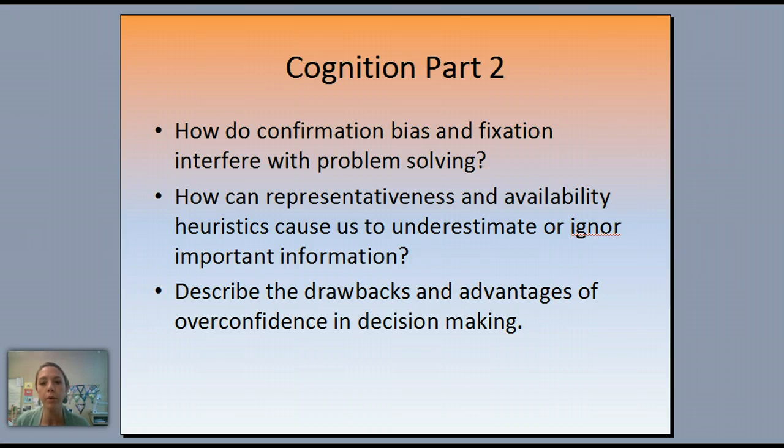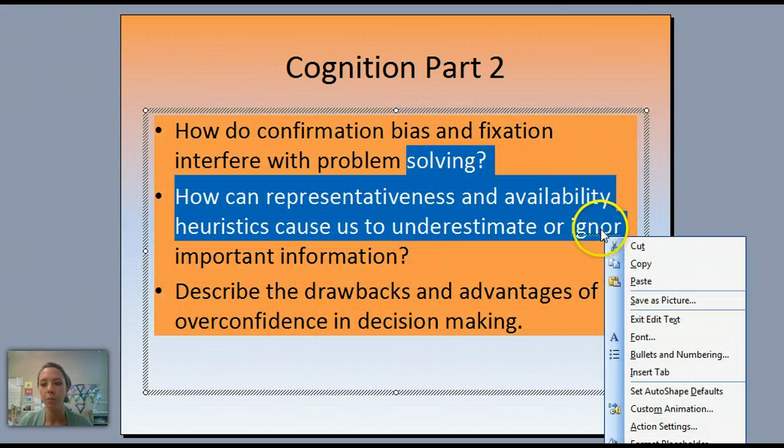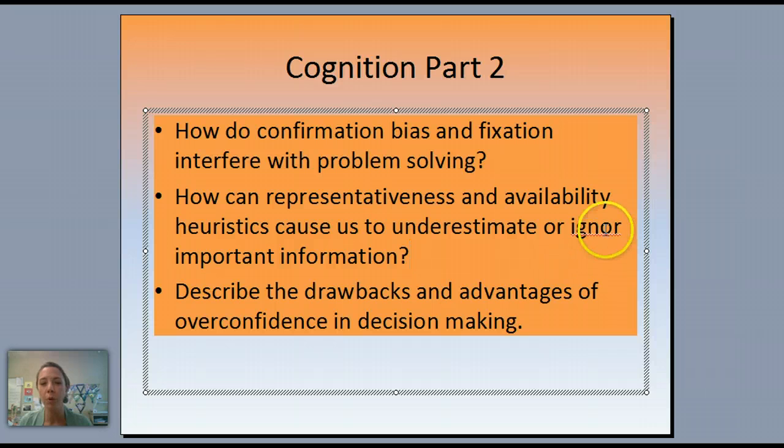We are going to look at some vocab words, and then I want you to be applying them to the overarching concept. So in these notes, 3 things. We're looking at confirmation bias and fixation and how those two things interfere with problem solving, right? So not just knowing confirmation and fixation, but what does that have to do with our ability to solve problems? How can representative and availability heuristics cause us to underestimate or ignore important information, and describe the drawbacks and the advantages of overconfidence in decision making.